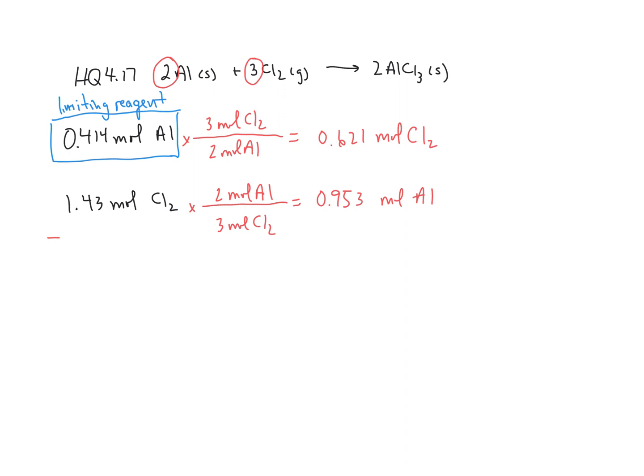Okay, I had 1.43 moles of chlorine in the reaction. I'm going to use 0.621 moles of chlorine actually in the reaction, so I can subtract those two, 1.43 minus 0.621, and we're going to get an excess of about 0.809 moles of chlorine. We're not done there because we wanted to know the mass of excess, so how many grams. So the last step, okay, I've got 0.809 moles of chlorine.